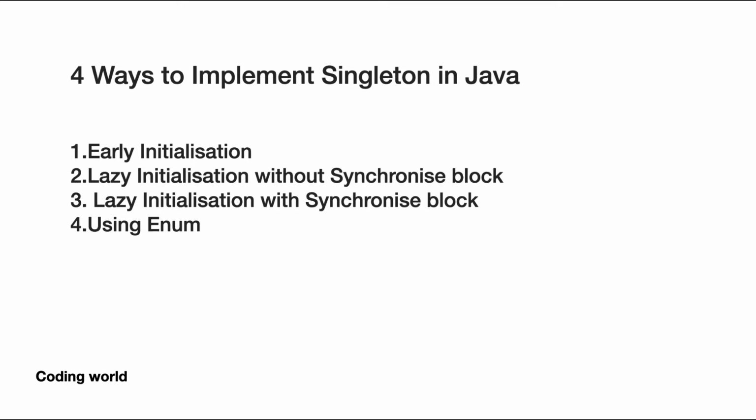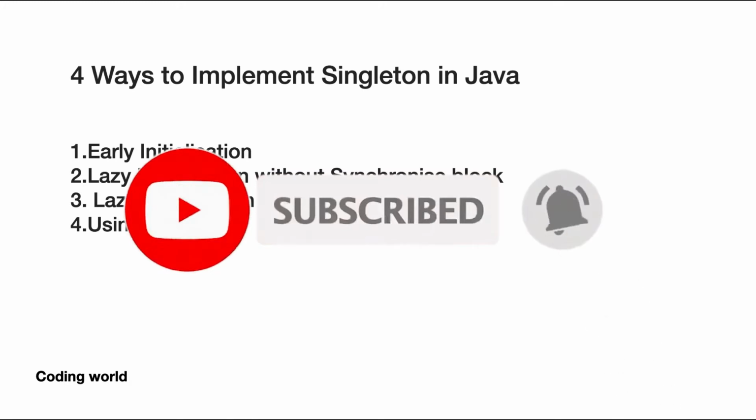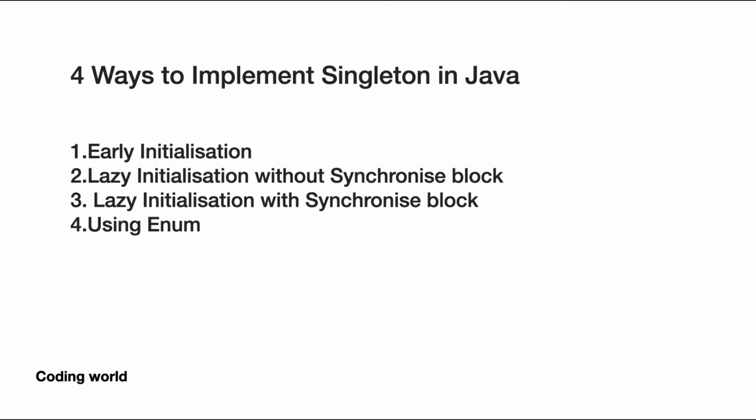Now let's focus on how many ways there are to create a singleton design pattern. There are mainly 4 commonly used ways to create a singleton design pattern in Java, and those are: 1, early initialization, then lazy initialization with a synchronized block and without a synchronized block, and the 4th one is using Enum. We will create a simple Java program and demonstrate these 4 ways in detail.